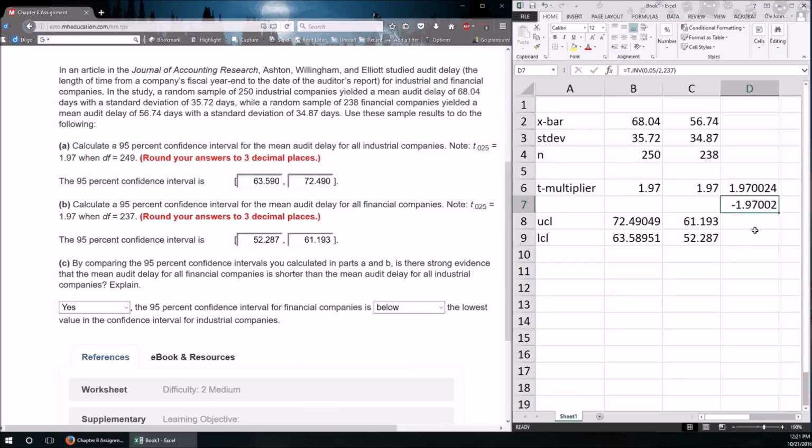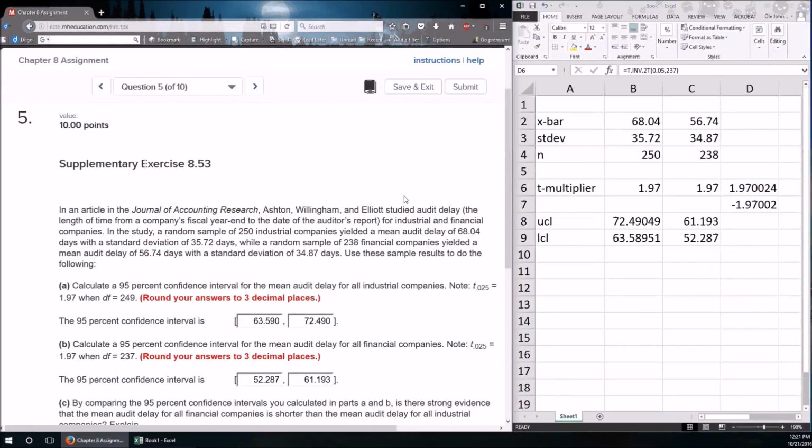The purpose of showing you this was the difference between the T.INV, where you have to divide by 2, and T.INV.2T, where you don't divide by 2, where that dividing by 2 is already taken care of. So this was problem 8.53 from the textbook. It shows how to do confidence intervals using Excel and the long way.